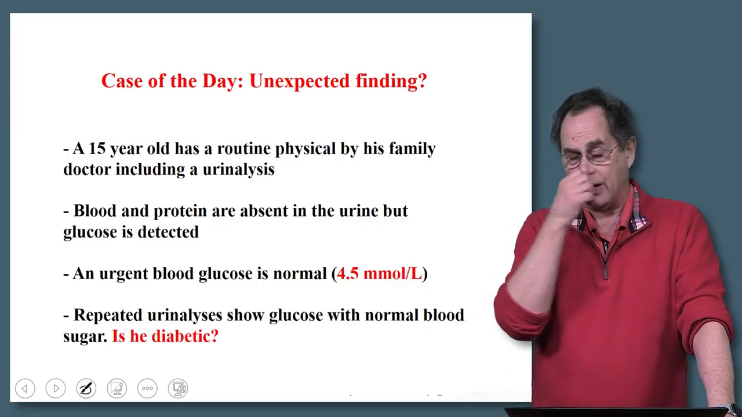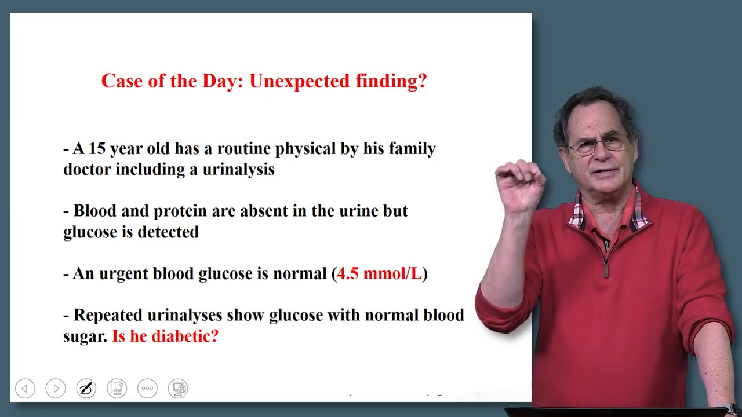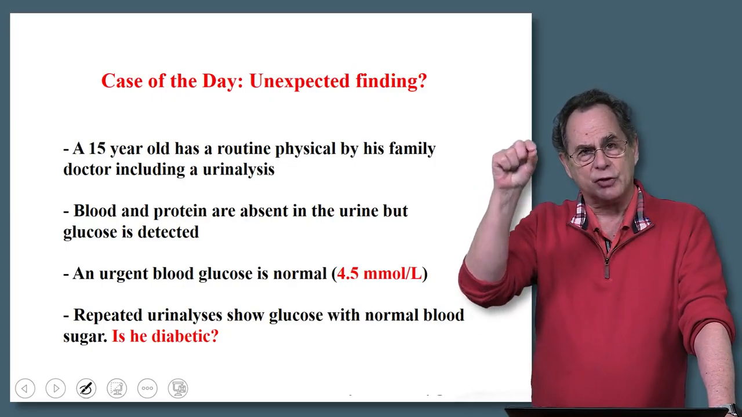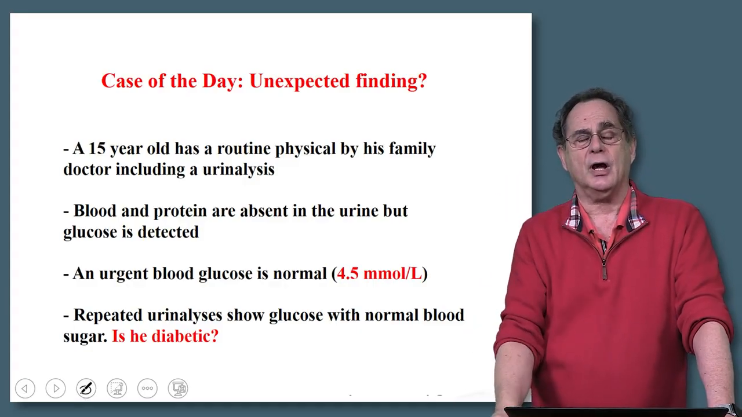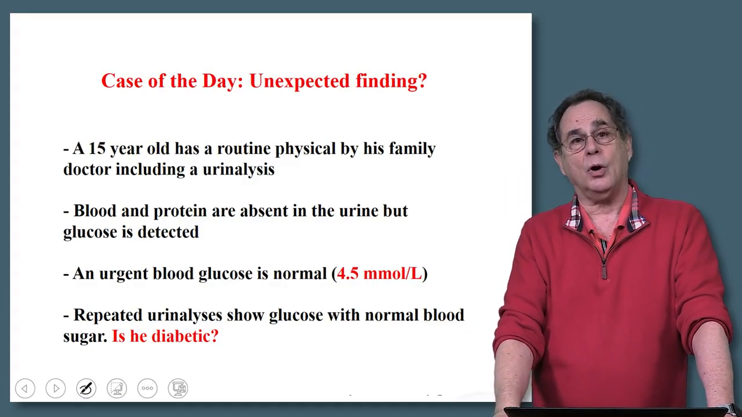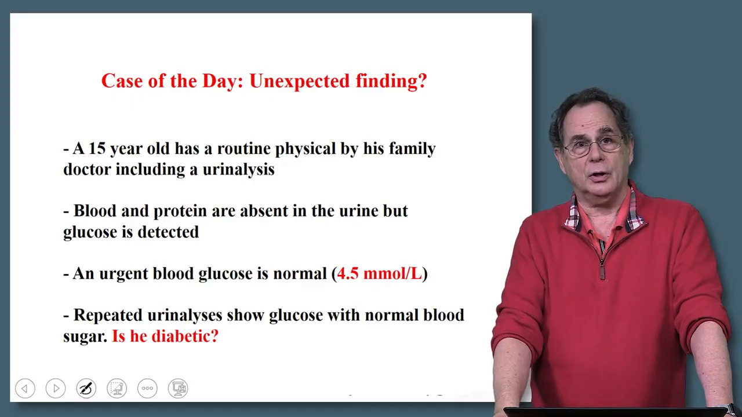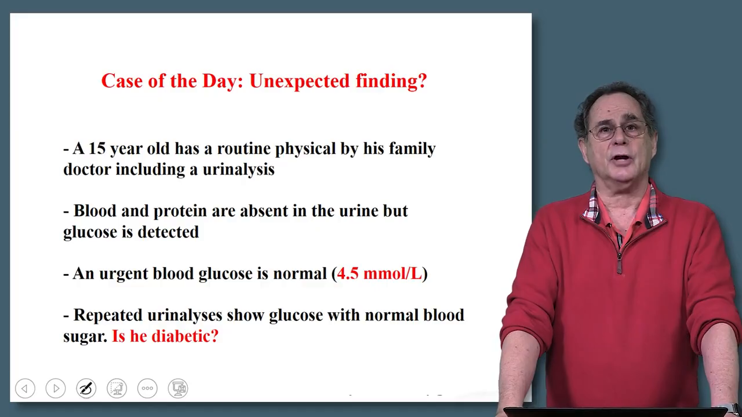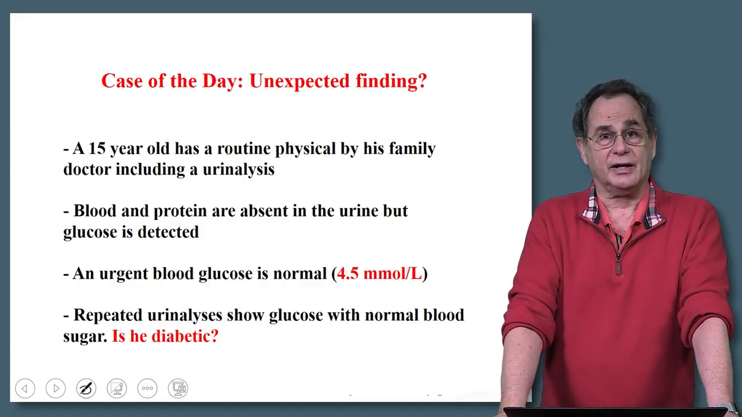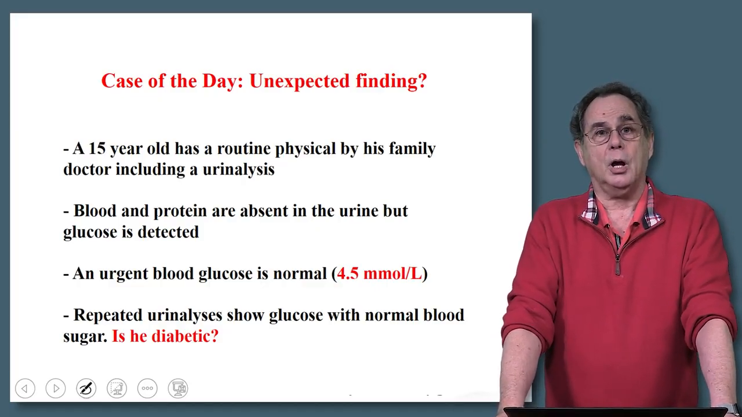Now, urinalysis is performed with what's called a urinary dipstick, and that means that you take a urine sample, you dip the stick in, and it has actually a series of measures that it can make, and one of those is glucose. So a urine dipstick test, the urinalysis, showed that blood and protein were absent in the urine sample, but the sugar or glucose was detected.